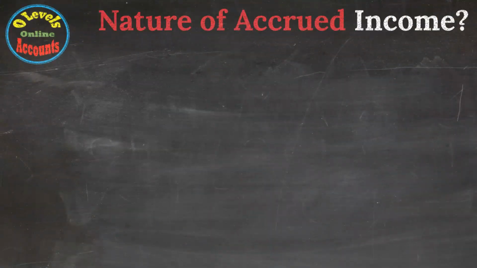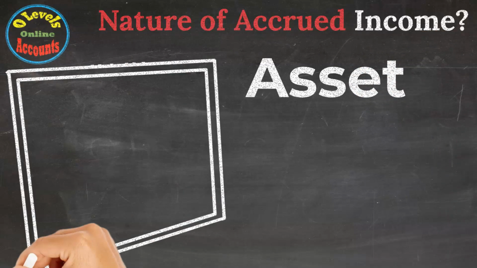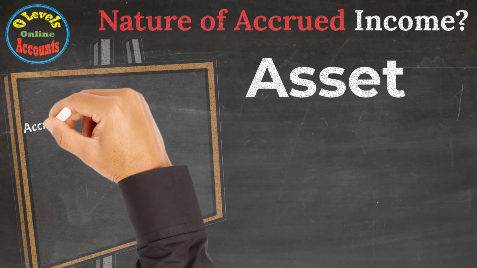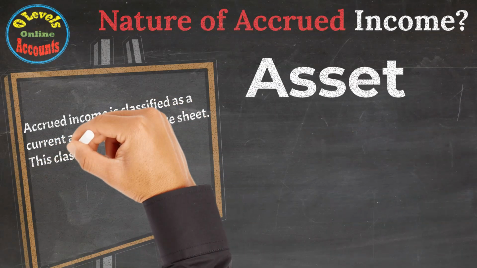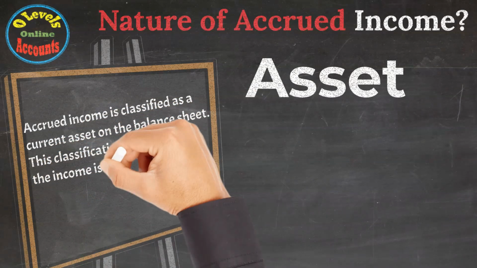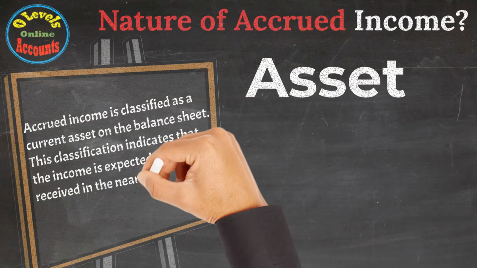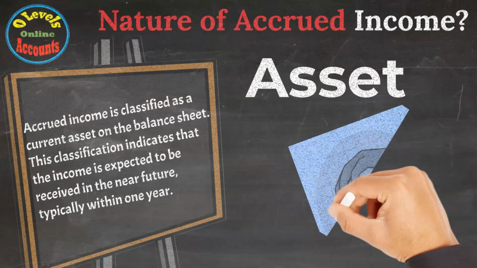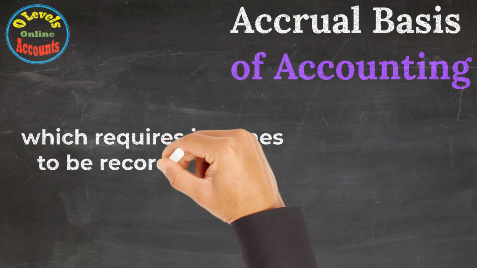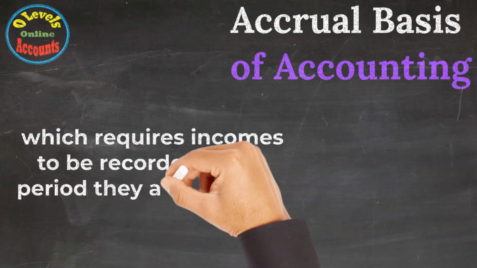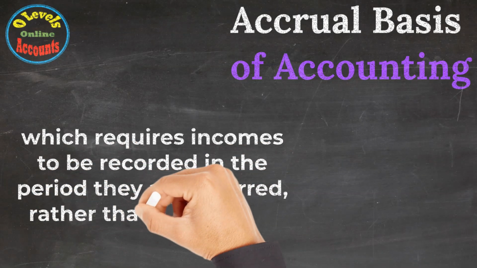The nature of accrued income is an asset, because it is classified as a current asset on the balance sheet. This classification indicates that the income is expected to be received in the near future, typically within 1 year. Let's check what accounting principles it depends on. It is based on the accrual basis of accounting principle. It requires incomes to be recorded in the period they are earned, rather than when they are received.